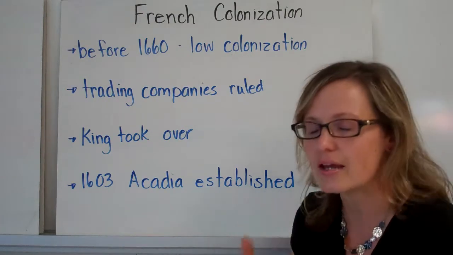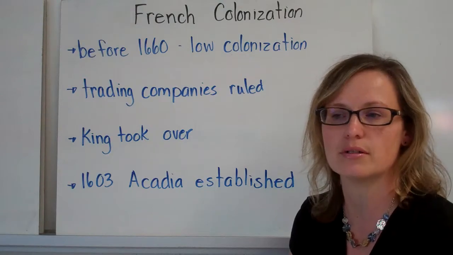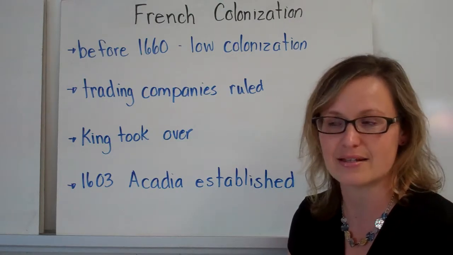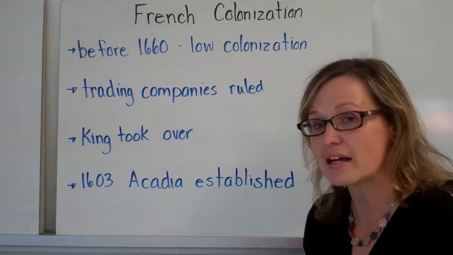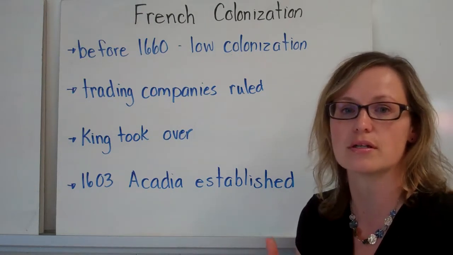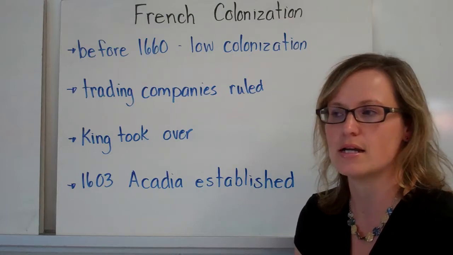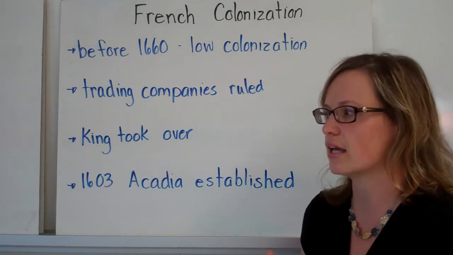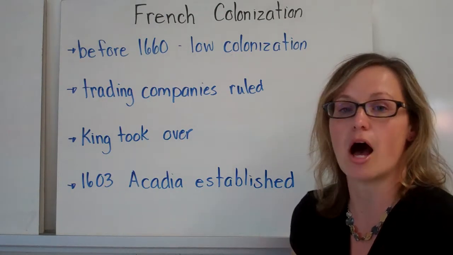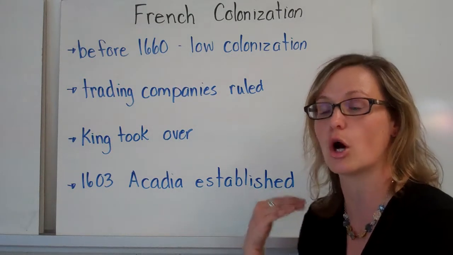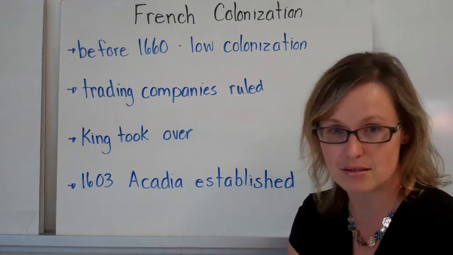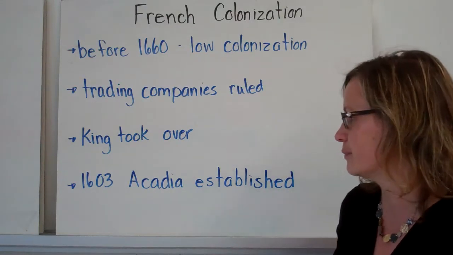That was until the king realized that colonies were really important for wealth and for status and for development and expansion of your country. So the king took over, and he started to make rules about how colonies would be run. And he started to give privileges and monopolies to those trading companies that would encourage people to not only go to the New World, but to go there and stay, because he saw that this was the future.